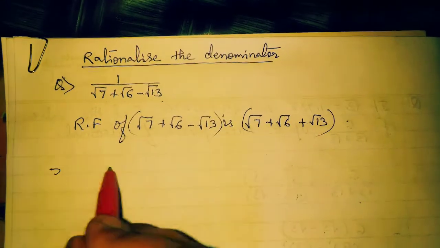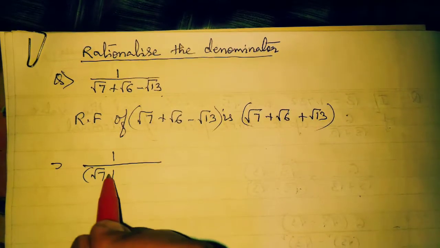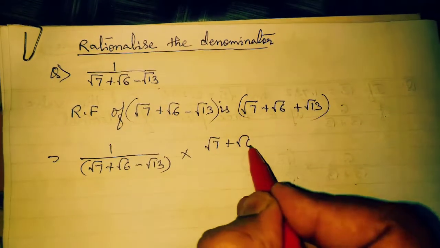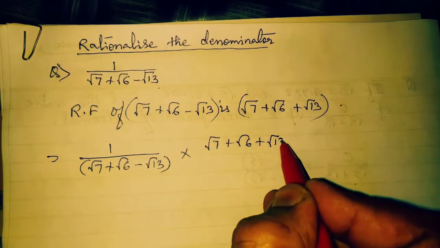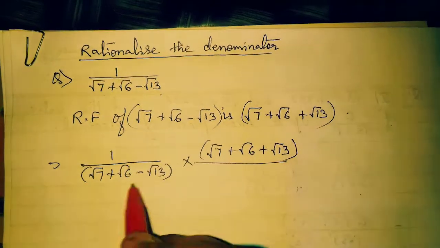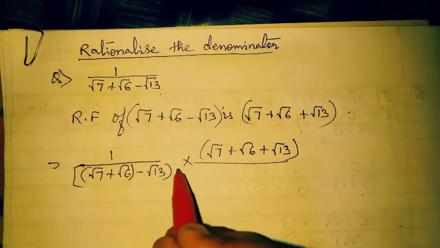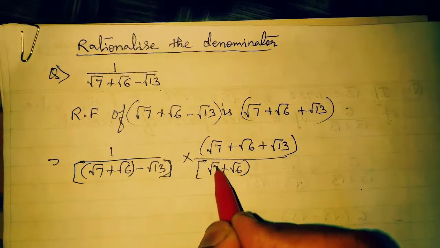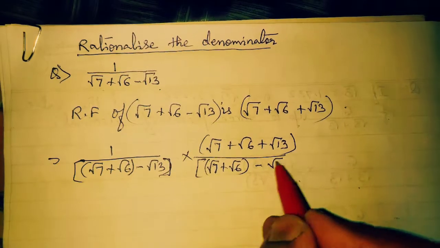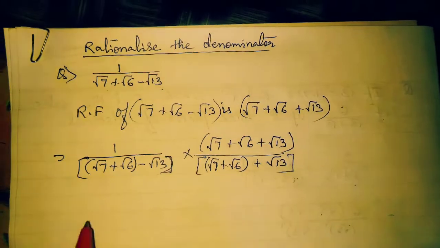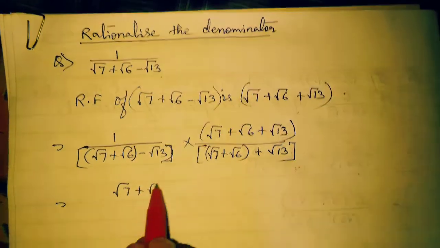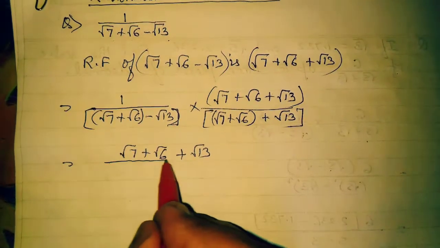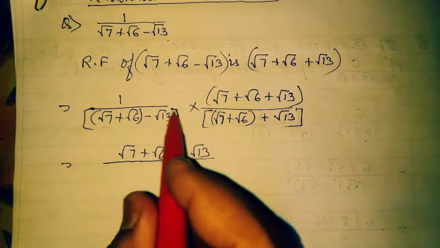So what will you do here, 1 by root 7 plus root 6 minus root 13. If you multiply, it becomes root 7 plus root 6 plus root 13, and in the denominator, suppose we take this one separately, root 7 plus root 6, and root 13 we will also take separately. Clear? So the numerator is the same, root 7 plus root 6 plus root 13, and the denominator will follow here. This whole term we assume as a, and this root 13 we assume as b.